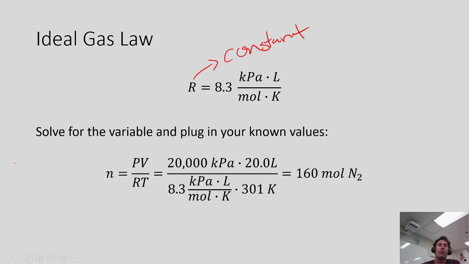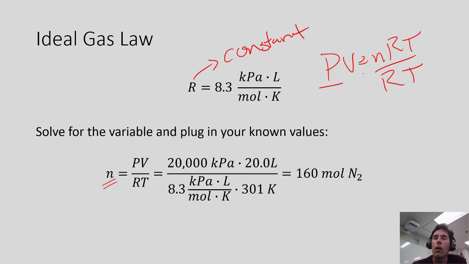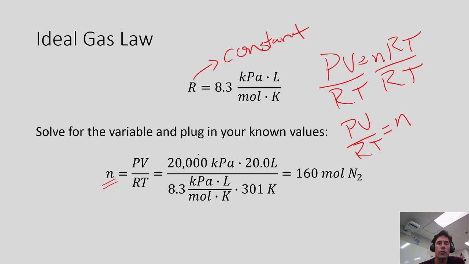So again, we solve for the variable. I like solving for the variable first before plugging in our numbers. So we're trying to solve for n because we manipulated PV equals nRT. Divide both sides by RT. And we end up with n is equal to PV over RT. So here is my pressure at 20,000 kilopascals times my 20 liters over my R, which has all of the units there, along with my 301 Kelvin. Now notice, the Kelvins cancel out, the liters cancel out, the kilopascals cancel out, and I am left with only moles. And so I end up with 160 moles of nitrogen.